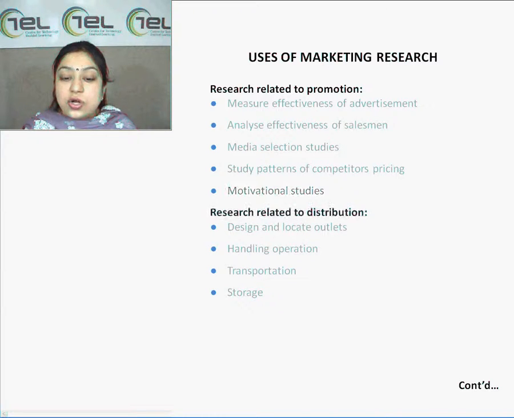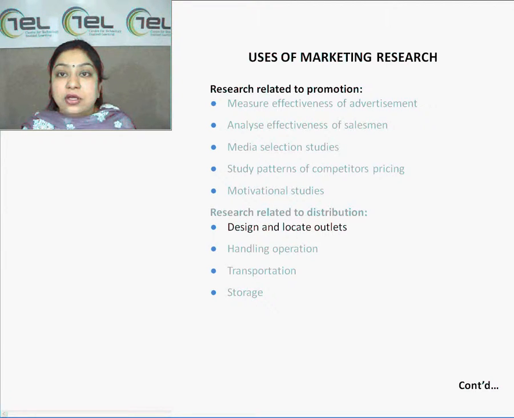Now research is also related to the distribution part. It helps in designing and locating the outlets. For example, you have Domino's and Pizza Hut in the pizza category. Domino's is in the home delivery mode, a delivery outlet, whereas Pizza Hut had in-dine restaurants.